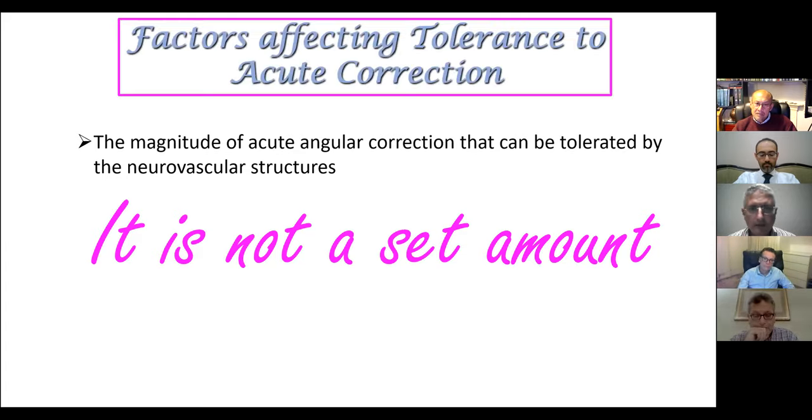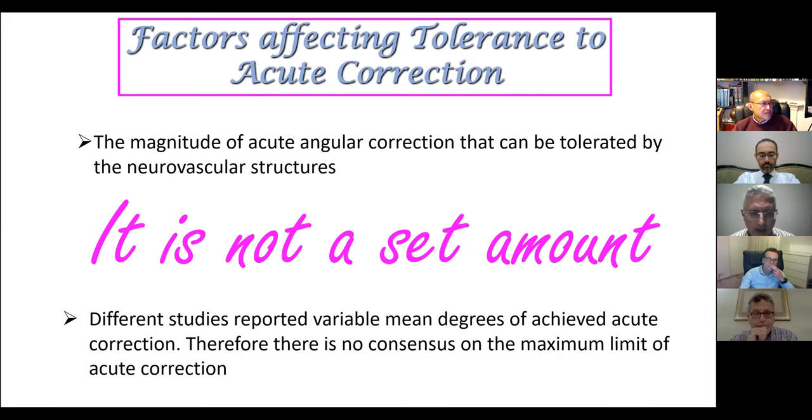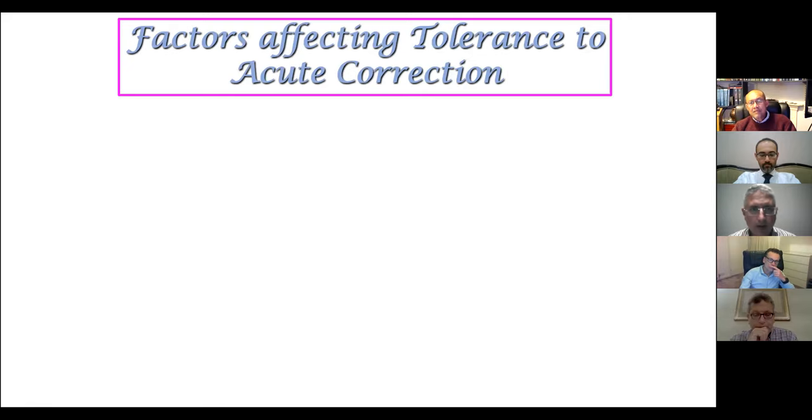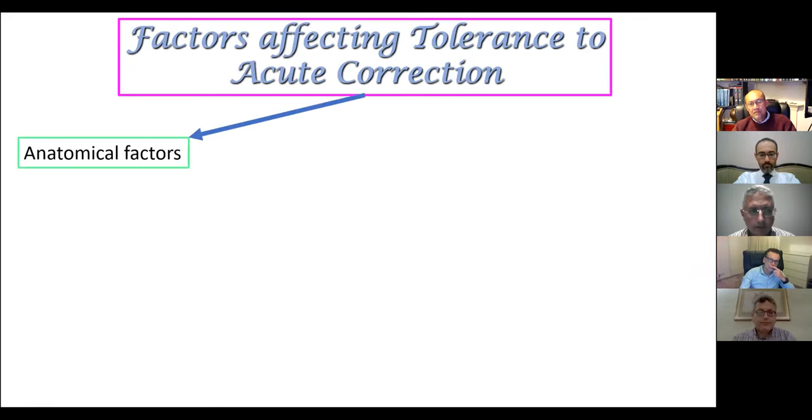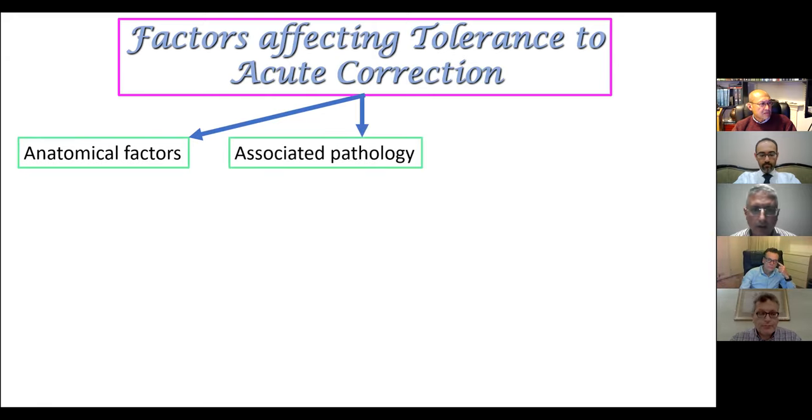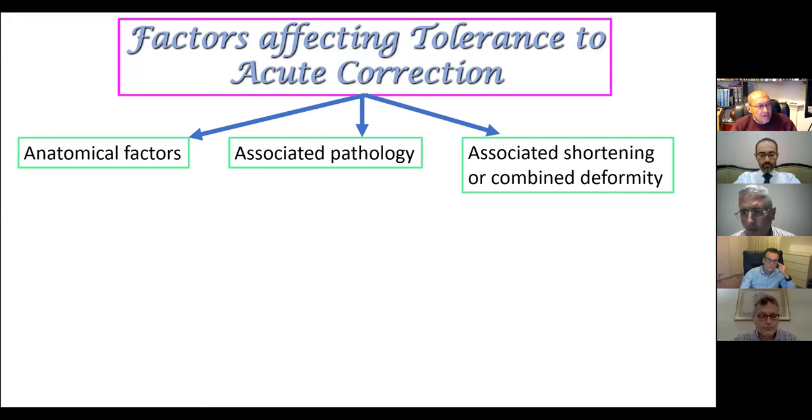So there are several factors affecting the tolerance to acute correction. And the different studies reported variable mean degrees of achieved acute correction. So there is no consensus about the maximum amount of acute correction of a deformity. We can collect these factors into anatomical factors, associated pathology, and associated shortening or combined deformity.